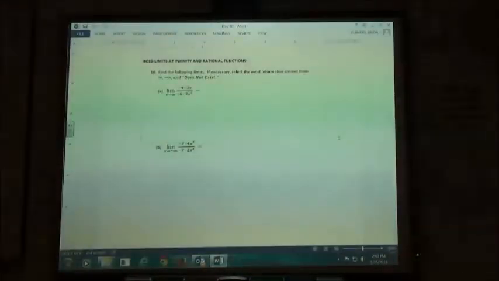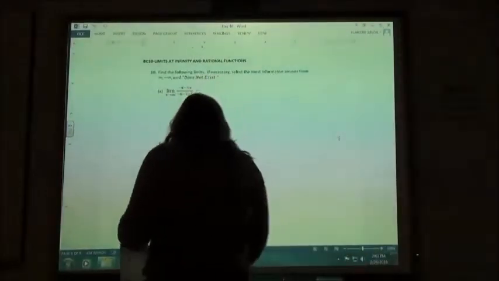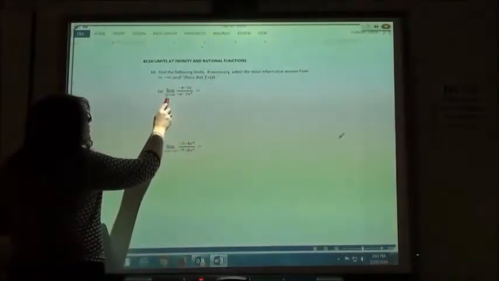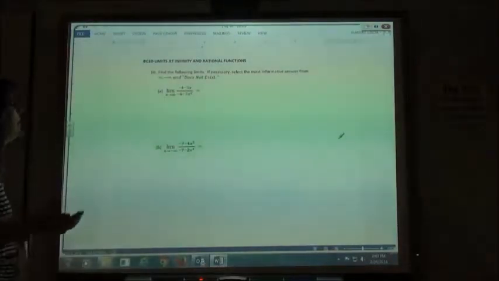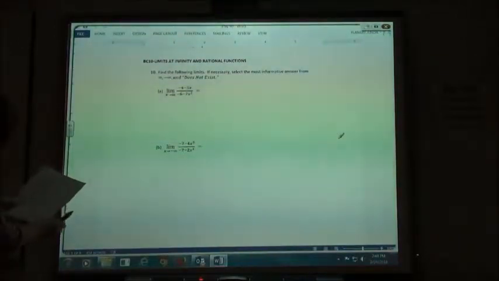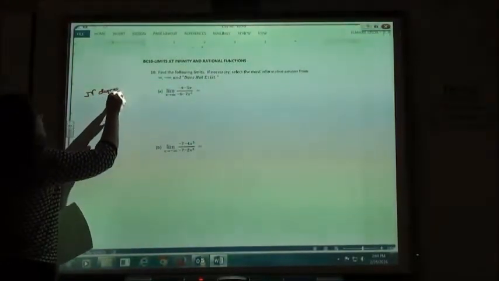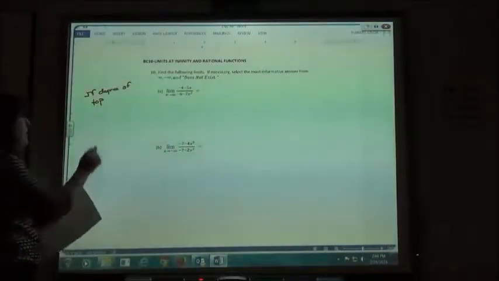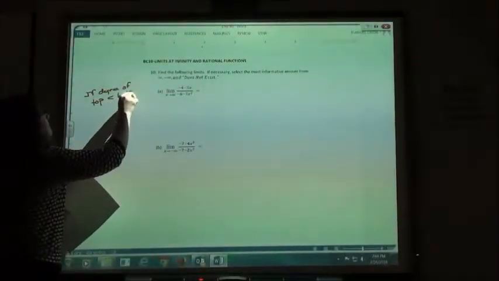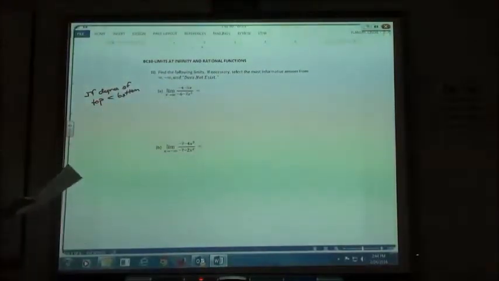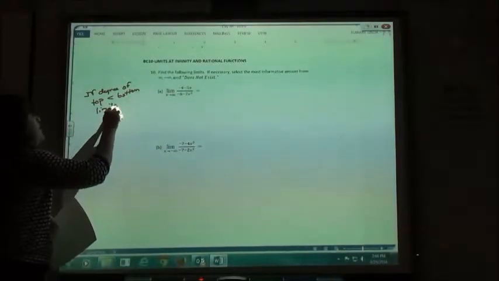All right, 10, 11, and 12, we are doing limits at infinity again. So as x approaches infinity, we want to find the limit. They've got a few rules for us to follow if I have a rational function, in other words, a fraction. So if the degree of the top is less than the degree of the bottom, then the limit equals 0.